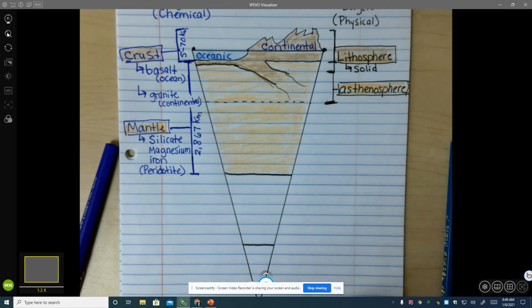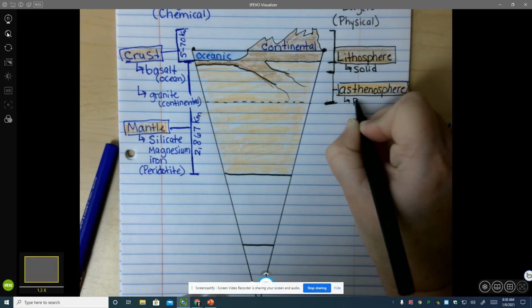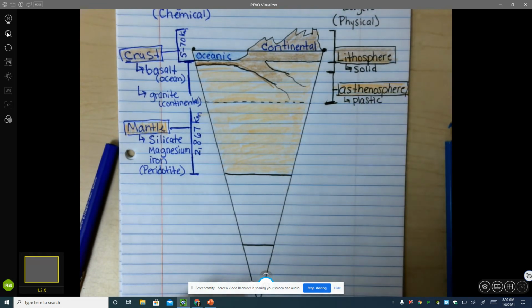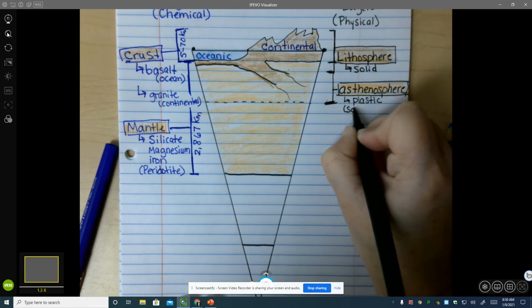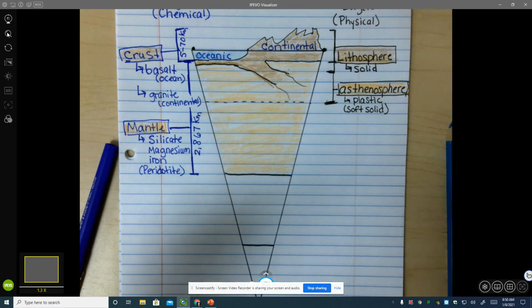Okay, the asthenosphere, is it liquid or solid? Nope. It's not a liquid and it's not a solid. It is kind of a what? A soft solid, and they call that plasticity. It's like plastic. It's very moldable and movable. Yes, Gage. So just write plastic and just put kind of like a soft solid, okay? So it's movable.